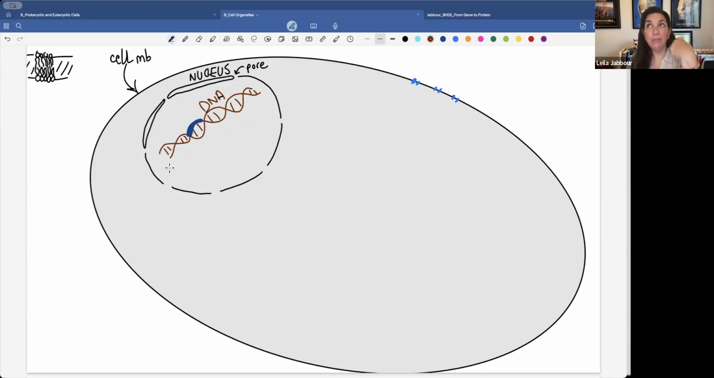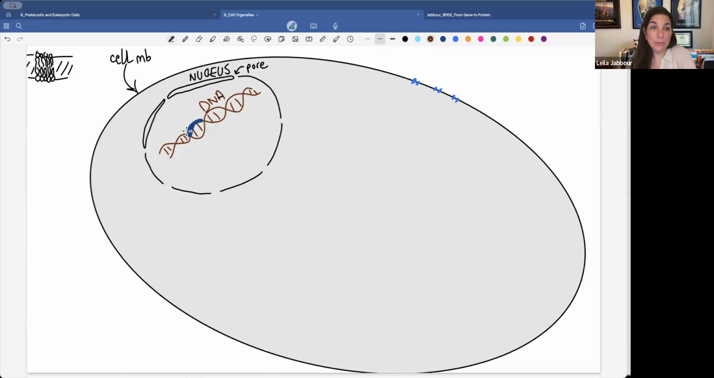I happen to only have drawn one DNA molecule. Human cells have 23 pairs of DNA molecules. That means they have 46 DNA molecules. There's 46 chromosomes in a human cell. I only drew one just to make it simpler. And every one of our DNA molecules holds the genetic information that makes up everything that makes up you, every cell. Everything that you need to build a cell is coded in the DNA molecule. It's crazy, right?